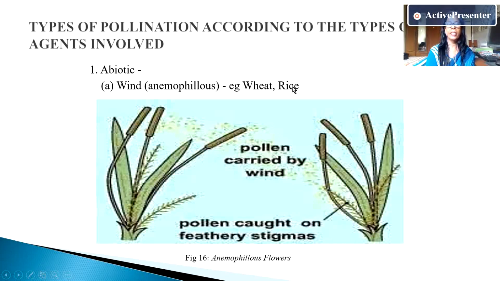Example wheat, rice, etc. Here the pollen grains are very lightweight. They are produced in large numbers. So through a small breeze, when the pollen grains mature, they blow away from one plant to another. So the pollen is carried by wind, and the pollination takes place.